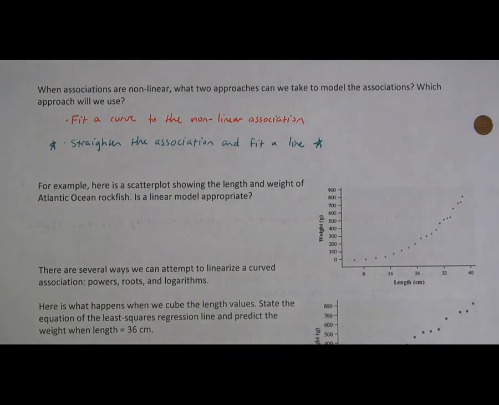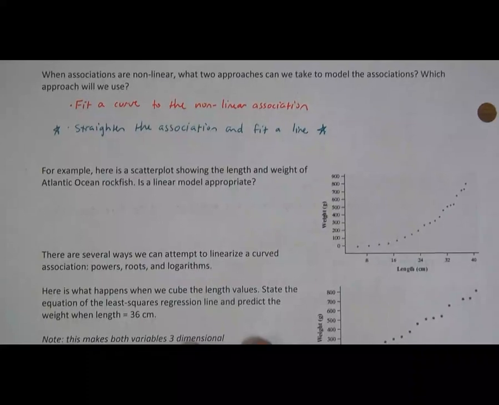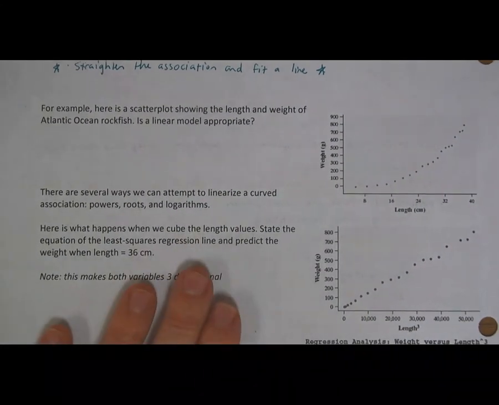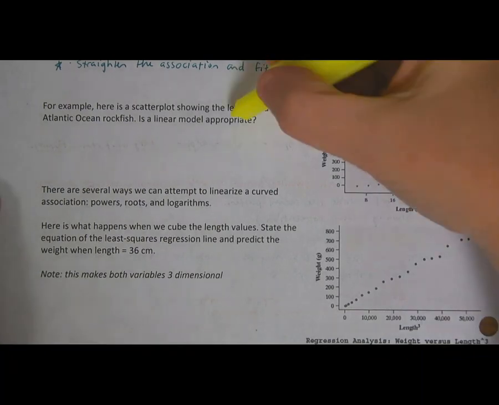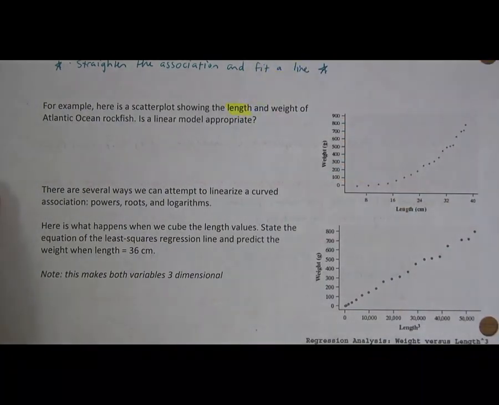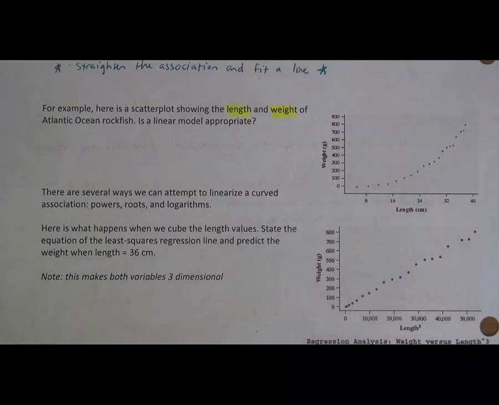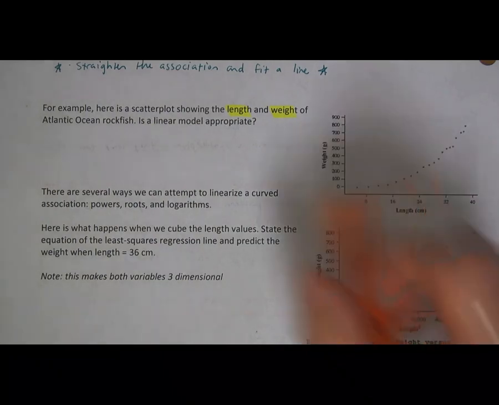So what I'm going to do is work the rest of the notes with you, and then we're going to go straight to the homework problems that involve this, because I think if you're going to need my help anywhere, it's going to be on this style of question. For example, here's a scatter plot showing the length and weight of Atlantic Ocean rockfish. So it's comparing length, which is the explanatory variable, to weight of the fish. Is a linear model appropriate? And we're just going to write, no, the association is clearly curved.